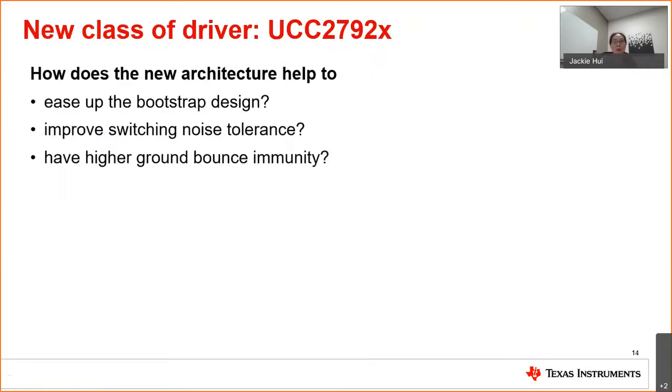So we talked about this new architecture. Now the question is, how does this new structure help to address our problem? Remember, earlier we talked about three common challenges that we need to consider when we design a half bridge. First one is the bootstrap design: how does this new architecture make the bootstrap design easier? Another one is how it can improve the switching noise tolerance, and how about the ground bounce immunity? So let's look at them one at a time.